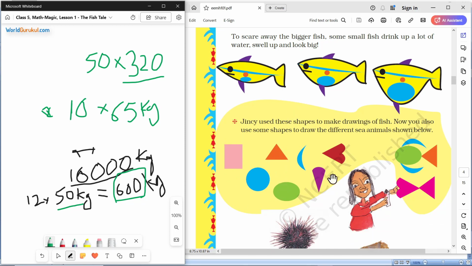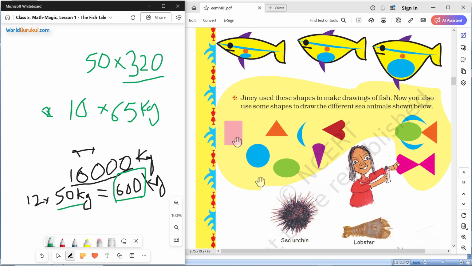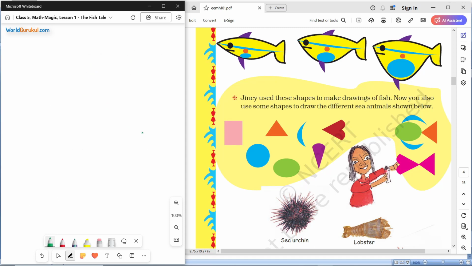So here we have some shapes. This is a rectangle, this is a circle, oval, triangle, crescent, cone, heart symbol, and with these shapes you can draw a lot of pictures. In fact, everything we see, everything we create, we can find a shape. Shape is an important part of our life, right?